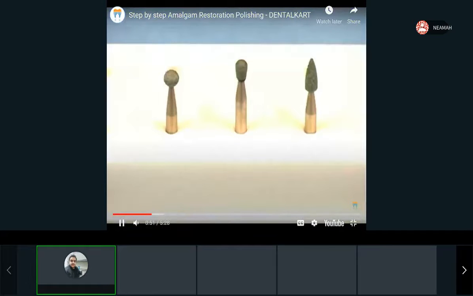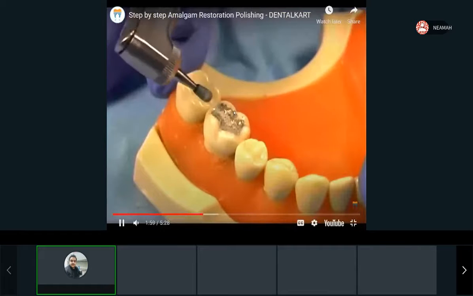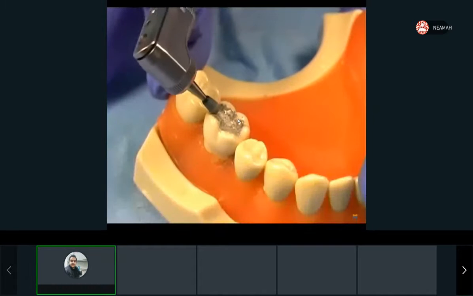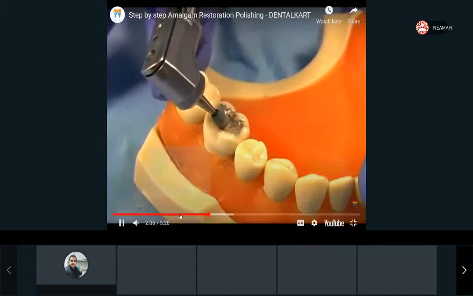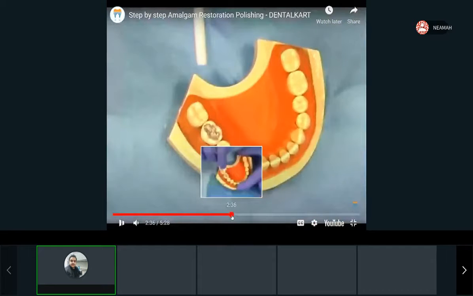These are the burrs that they're using. I just want you to see, like at the beginning, see how it starts with amalgam that looks really not nice or not well finished. And they just keep going at it with different types of burrs that they have. Again, it's a system.